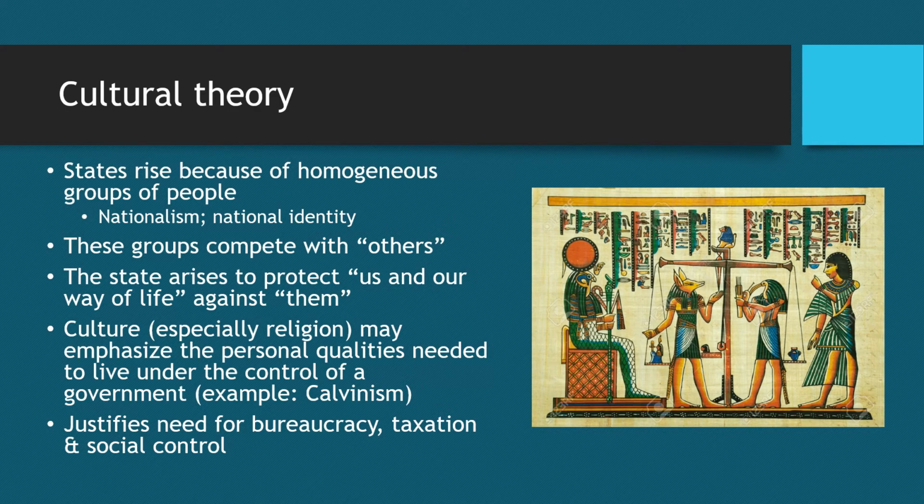Another element of the cultural theory is that often there is a religion that within the state or within this group of homogeneous people, they often practice a religion together. And religions, especially modern religions, often emphasize the kind of qualities that are needed to submit to a government. So the idea of communal living, often religions promote this idea of the good of a larger group than just the individual. They have morals and values against things like stealing or murder or things like that.